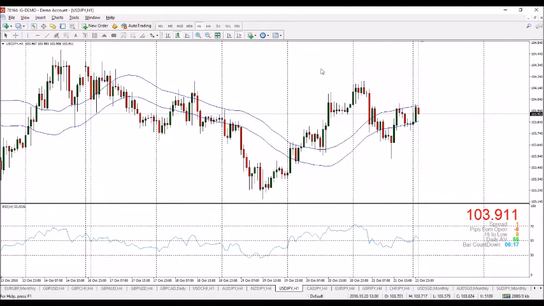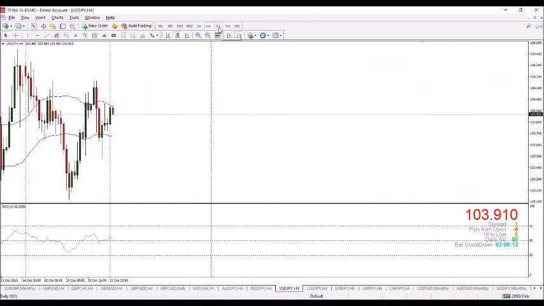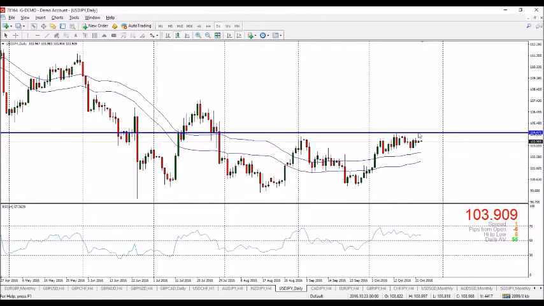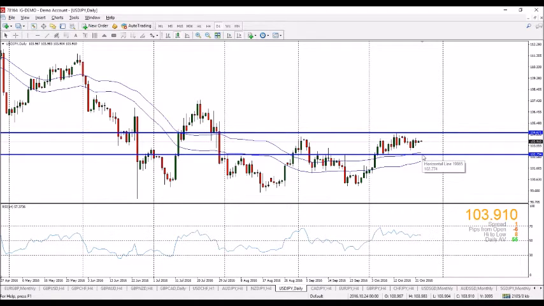You could see that this pair is still on the uptrend. There's been a long pause here, which might indicate a reversal. The high is around 104.67 and the low is around 102.80. So what would you do?